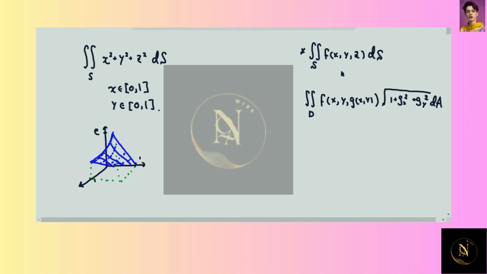So we're given a problem where we want to evaluate a surface integral, basically evaluating x squared plus y squared plus z squared over the surface S. And S is given by, oh, I forgot to write down the equation. The surface is given by z equals x e to the y, where x is bounded between 0 and 1, y is also bounded between 0 and 1.